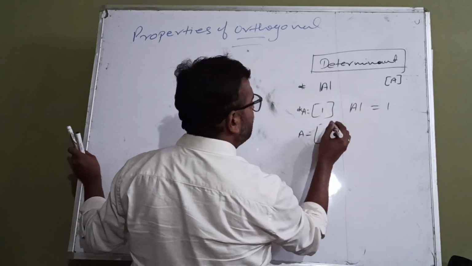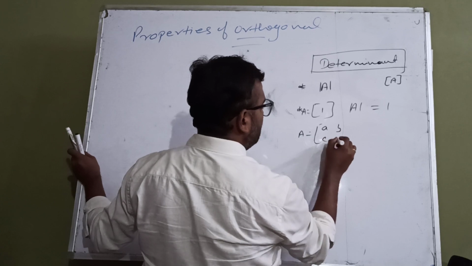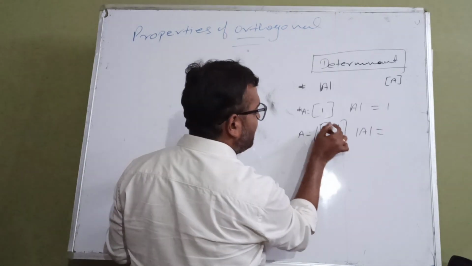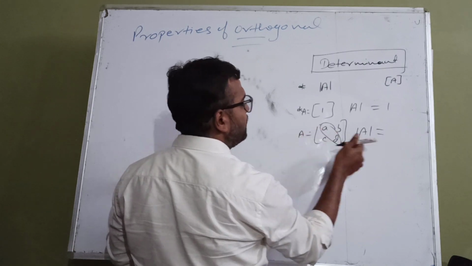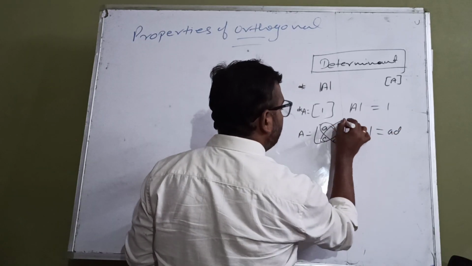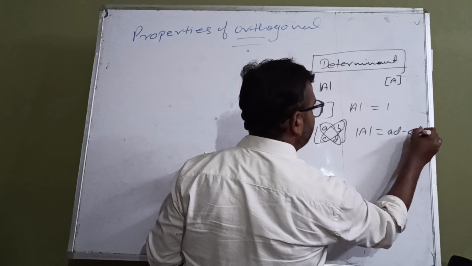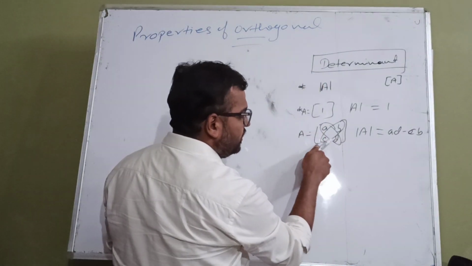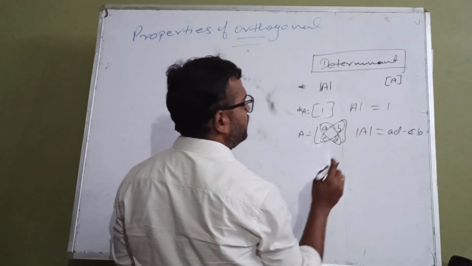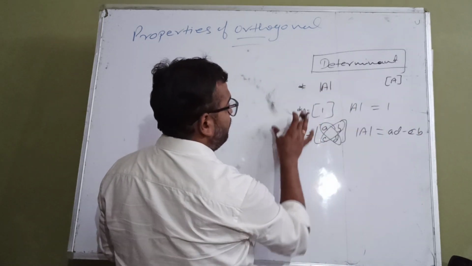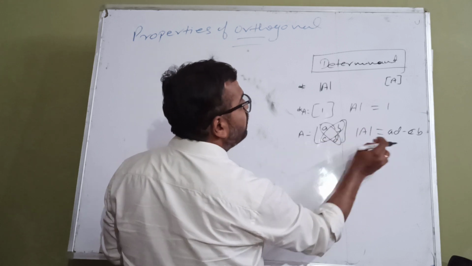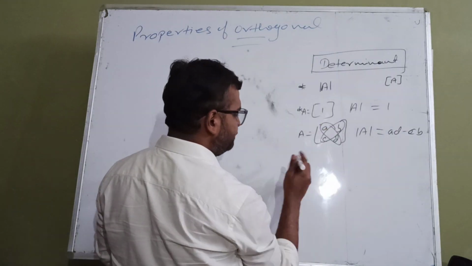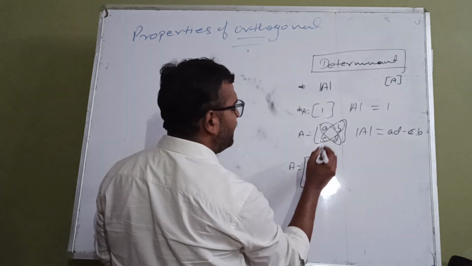Suppose it is a 2 by 2 order matrix. Then what is the determinant here? This is called the principal diagonal. The product of the principal diagonal, AD, and this is the off diagonal, then minus the product of the off diagonal. Principal diagonal product minus off diagonal product. This is the value of the second order determinant. This is the way to solve the second order determinant. Getting the point? Suppose it is 3 by 3 order.